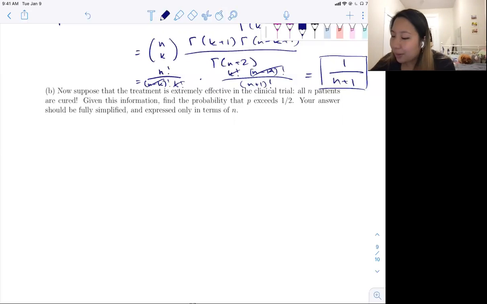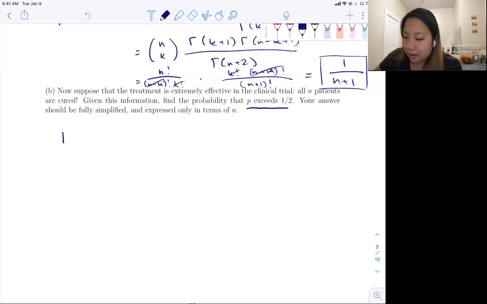Given this information, find the probability that P exceeds 1/2. And note that P is a random variable. And given the information, we now have a prior distribution on P. Your answer should be fully simplified and expressed only in terms of n.